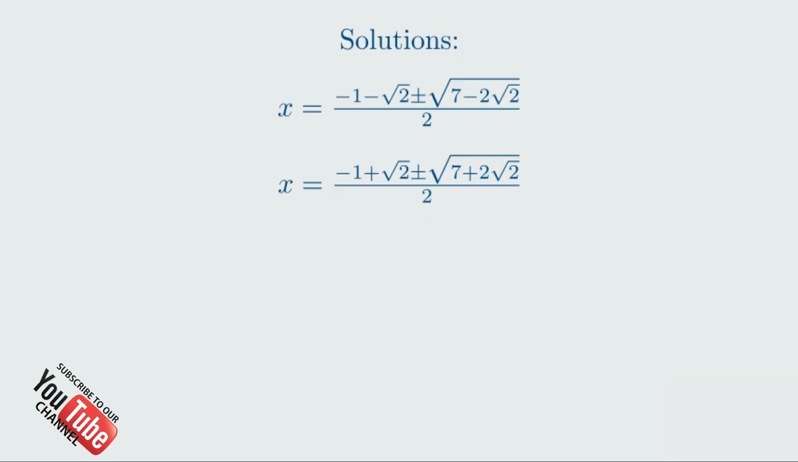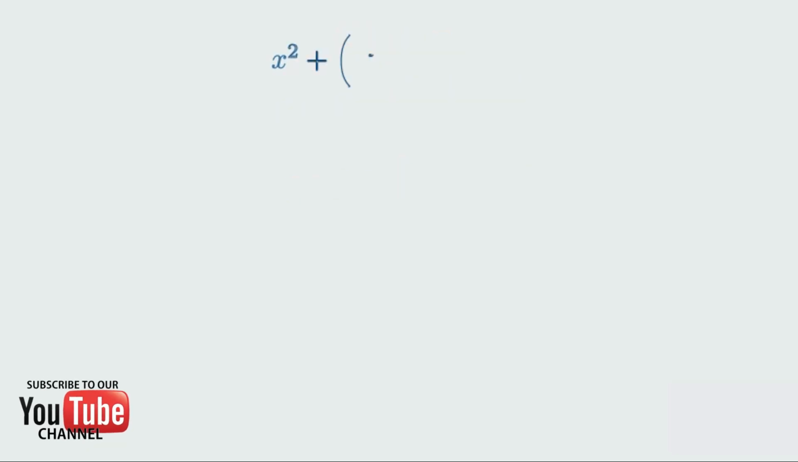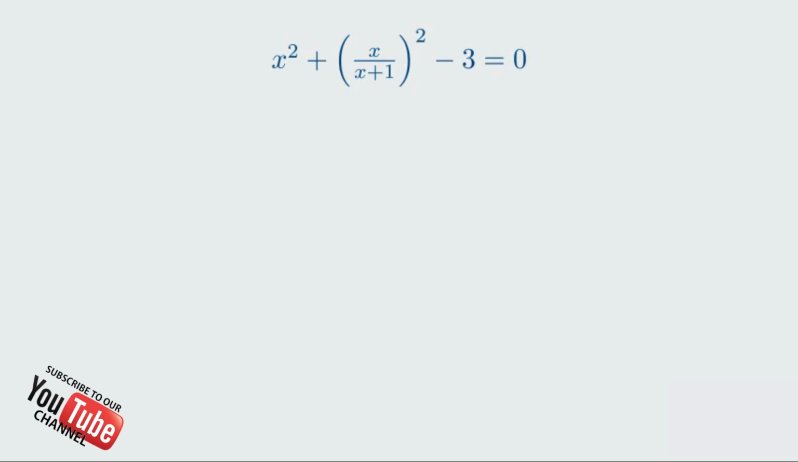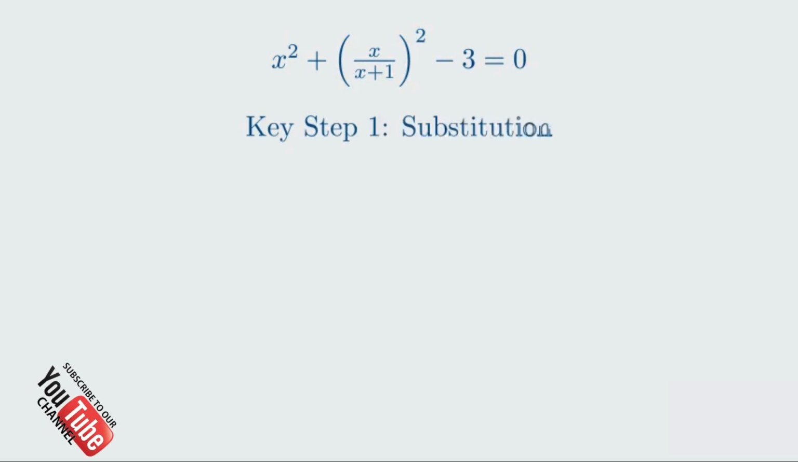This problem is a great example of how looking for hidden structure and symmetries in an equation can be much more effective than direct algebraic manipulation. To quickly recap our strategy, we were faced with the equation x squared plus (x over x plus 1) squared minus 3 equals 0. First, we analyzed the term x over x plus 1 and found a new expression for it. This key substitution was x over x plus 1 equals 1 minus 1 over x plus 1.